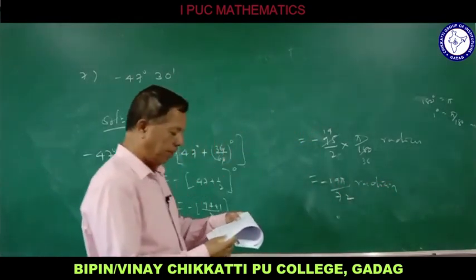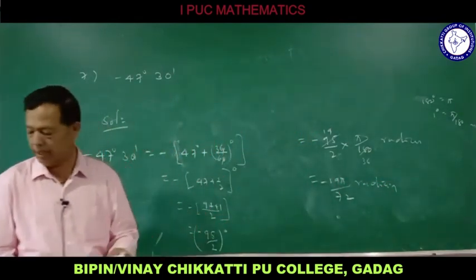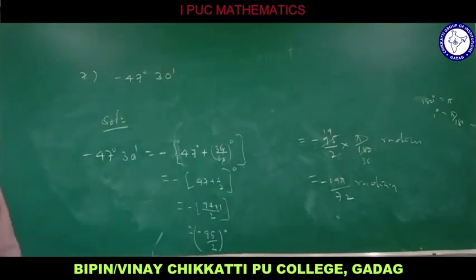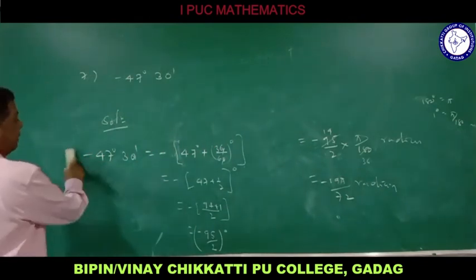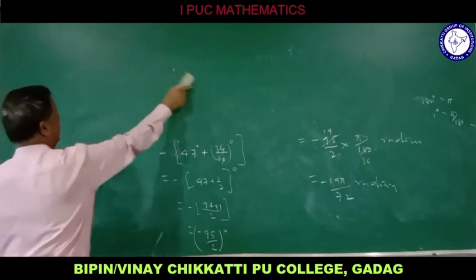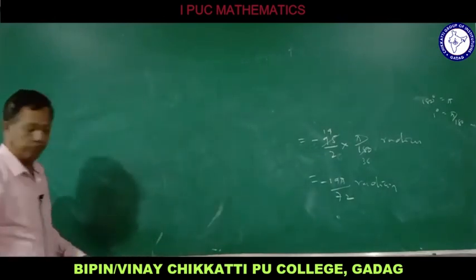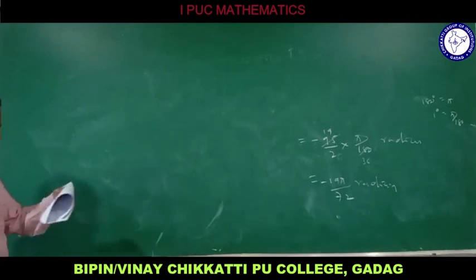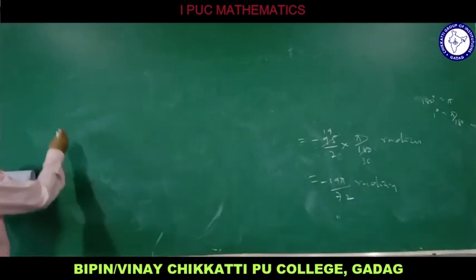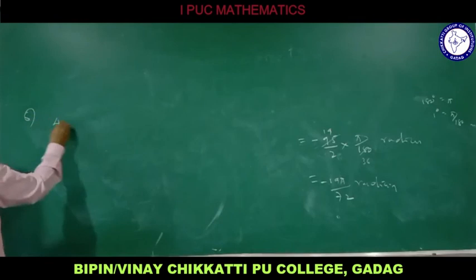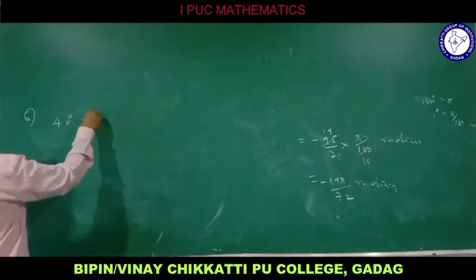So now you go for similarly that next one, and that is the last problem, how we can write it. See this. What is the next one? Next one is 40 degree 20 minutes. See, eighth one, 40 degree 20 minutes.